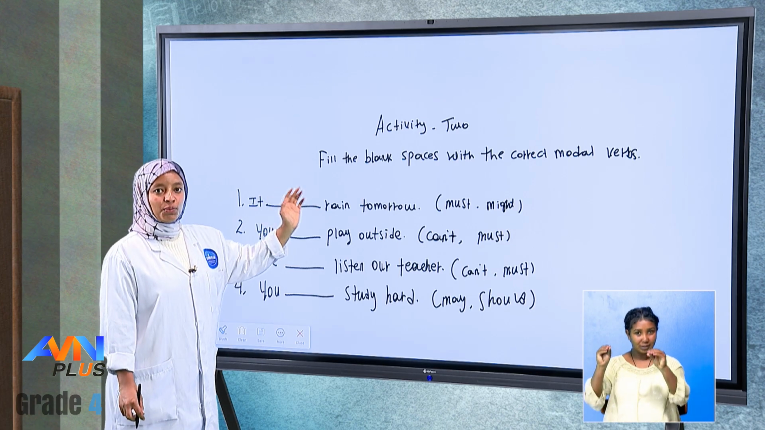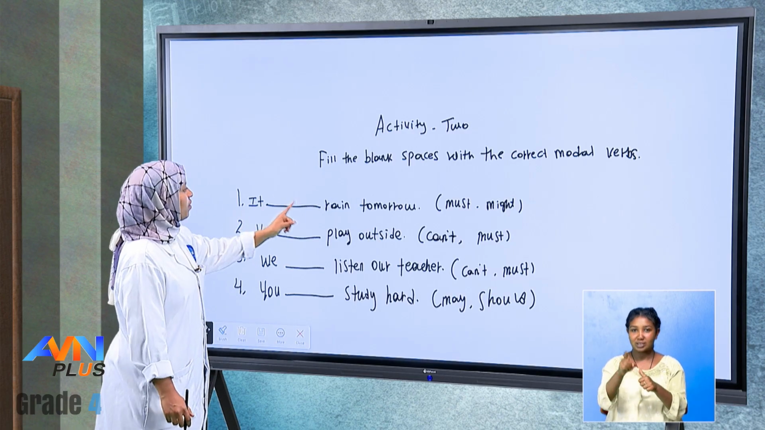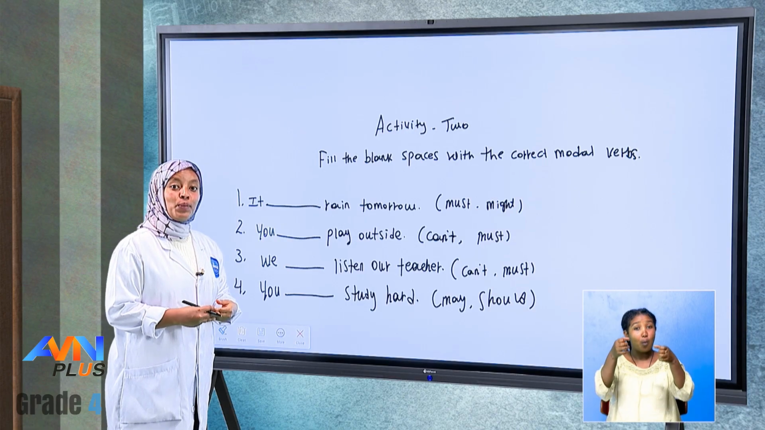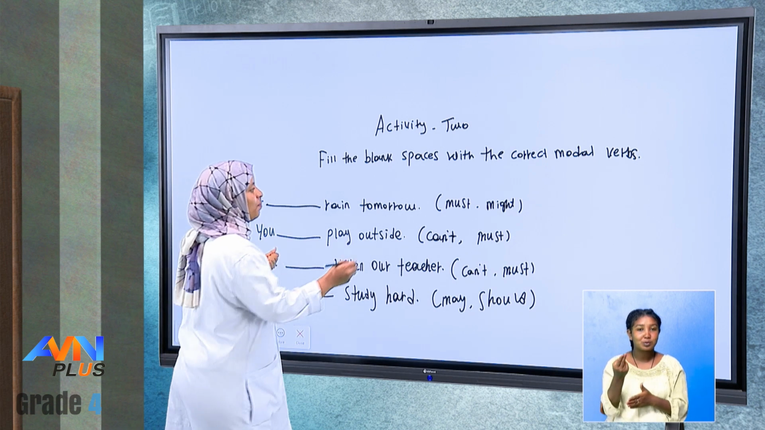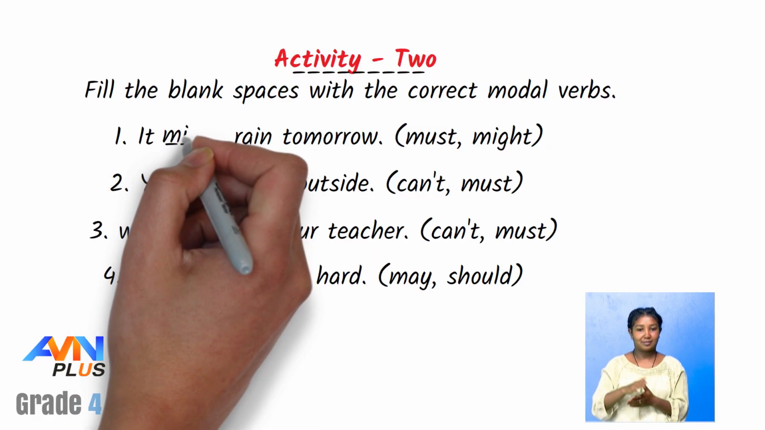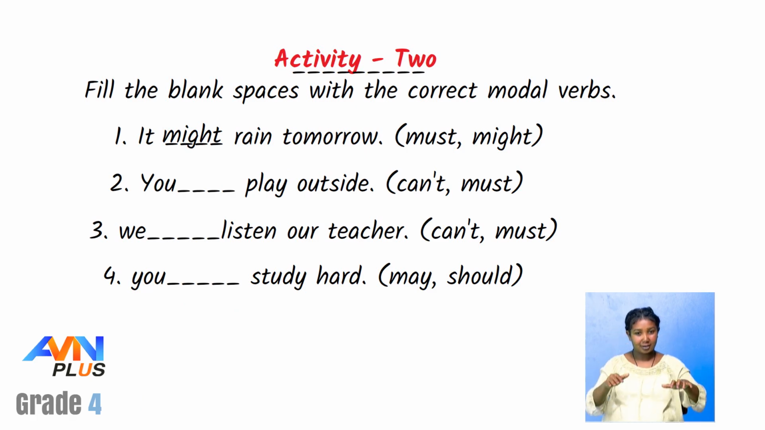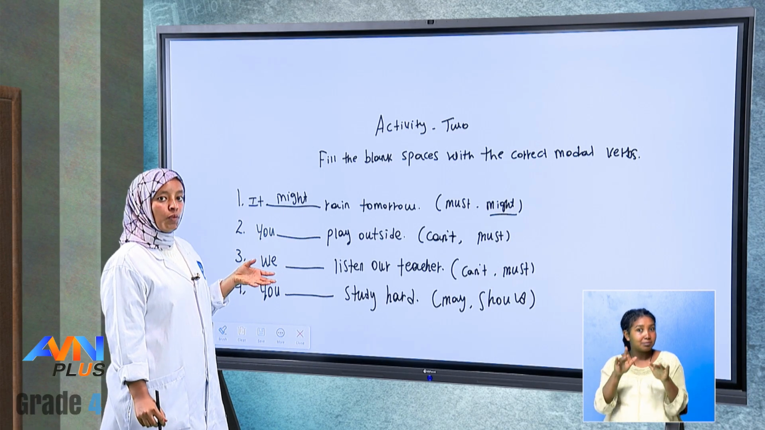Students, let us practice these questions together. Here is the first question. It blank rain tomorrow. This question is possibility. Maybe it might or not. So we can use might. It might rain tomorrow.